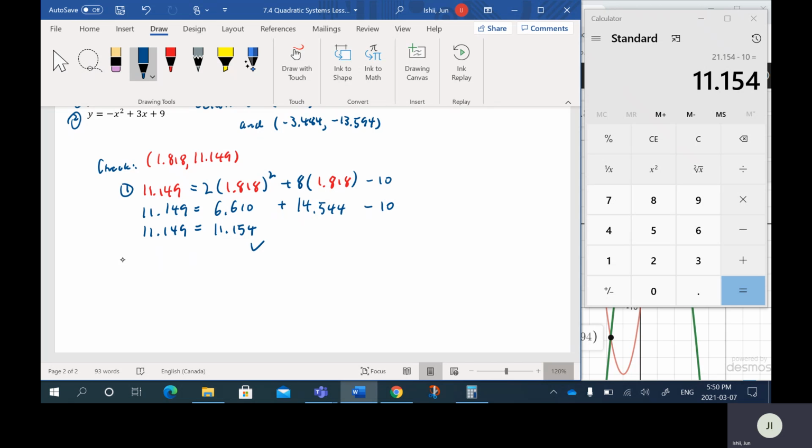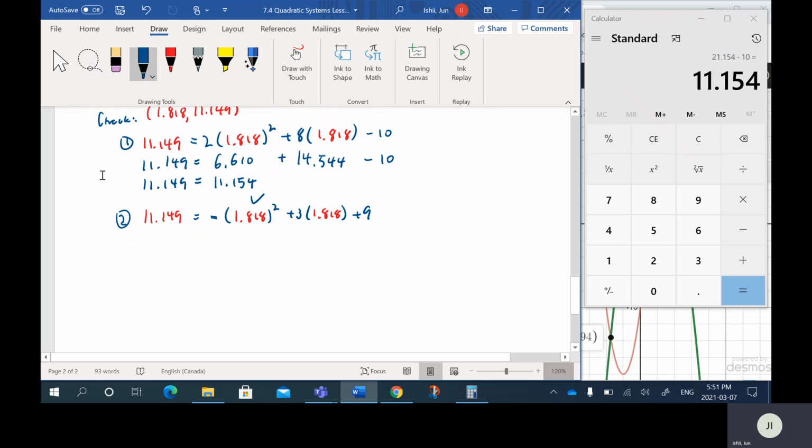All right, now we need to check it with the second one too. All right, so I'm going to plug in 11.149 for the y. And from the second equation, I have negative x squared. So x in this case is 1.818 squared plus 3 times 1.818 plus 9.